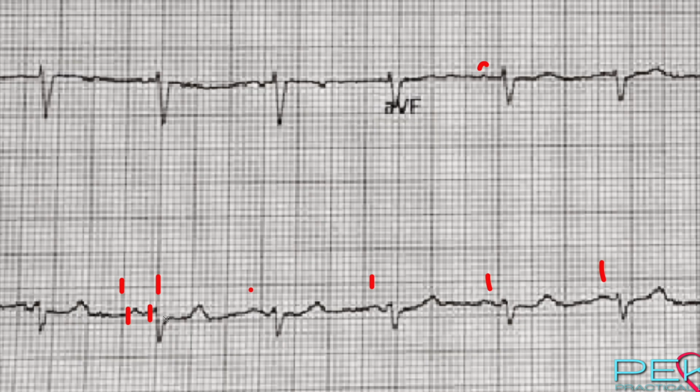The QRS itself has not really changed. It's still, well, here, this is probably a good place to measure it. We have our J point nicely labeled. So this is roughly 2.5 boxes wide.